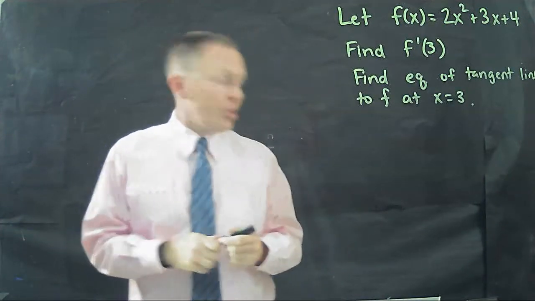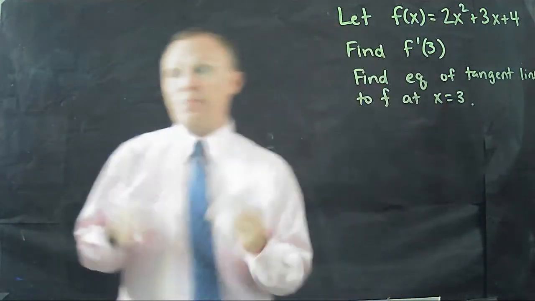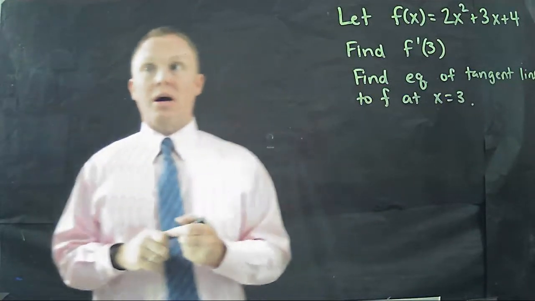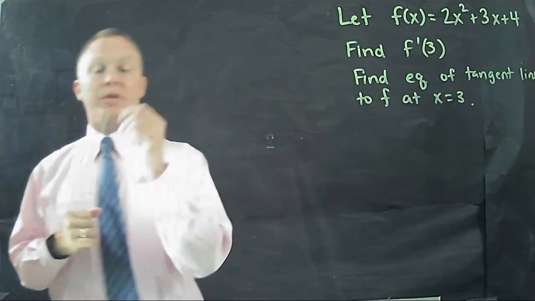Let's get started. In order to do this, we're going to use what the book calls equation 3.5, that first way that I showed you to calculate the derivative.